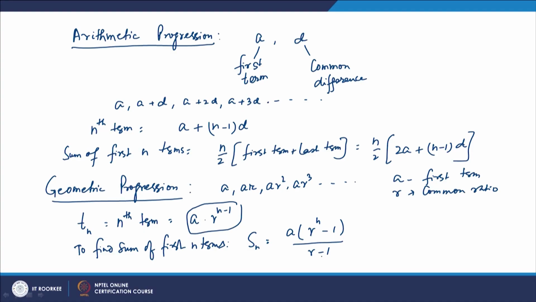Now, sometimes you may have to find the sum of an infinite geometric series, and normally that sum is defined as A by 1 minus R. Basically R has to be less than 1 in that case. What happens is that R to the power n tends towards 0, and that is why it becomes S equal to A by 1 minus R. So this is for the infinite geometric series, as against the sum of the first n terms.